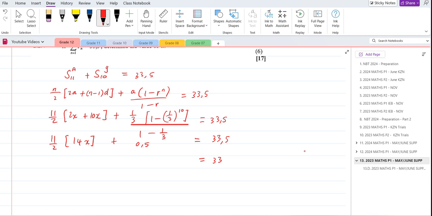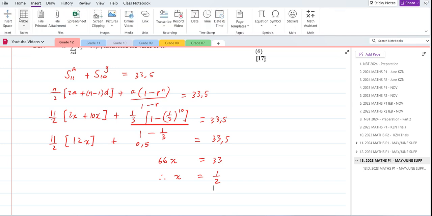Now on the left hand side, all we are left with is 14 divided by 2, which is 7. Sorry, should be 12. 2x plus 10x is 12x. So 12 divided by 2 is 6, and 6 times 11 is 66x. Therefore, x is equal to 33 divided by 66, which is half. I hope you guys understood that. Moving on to the next problem.